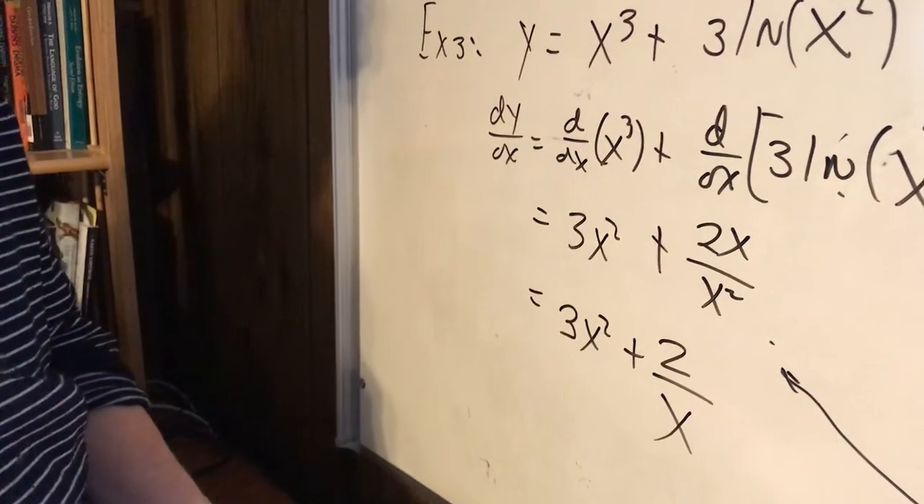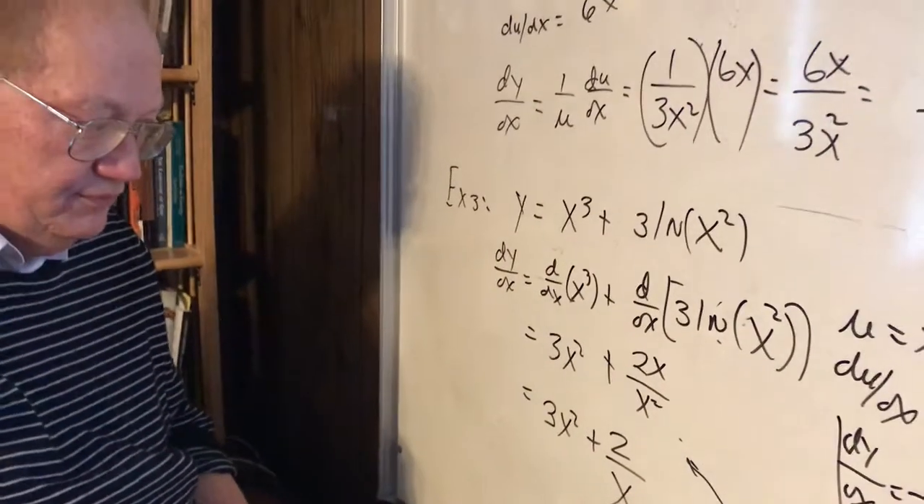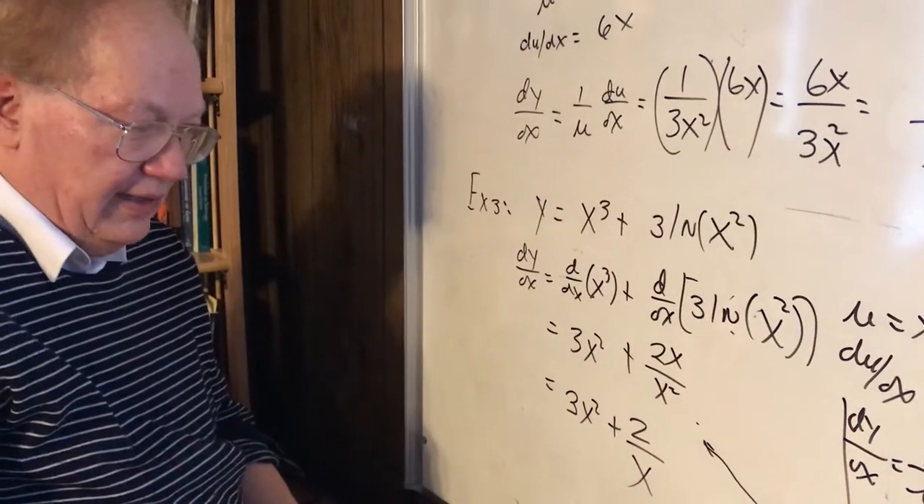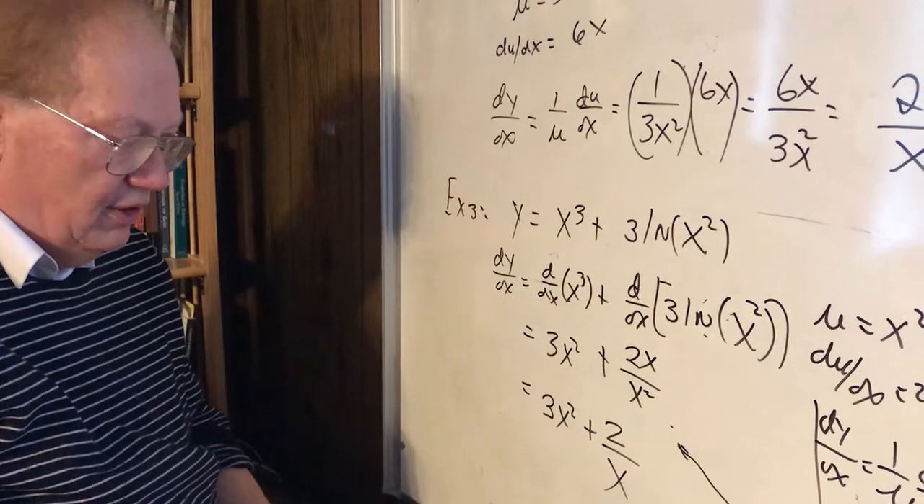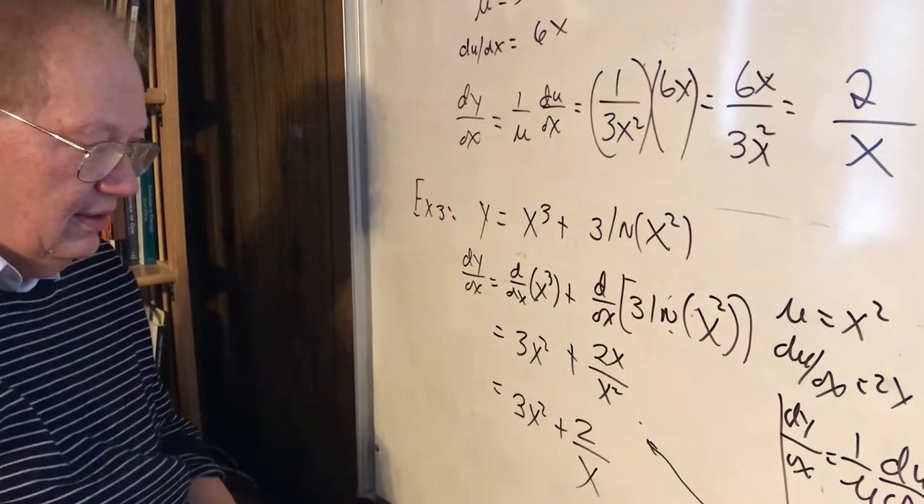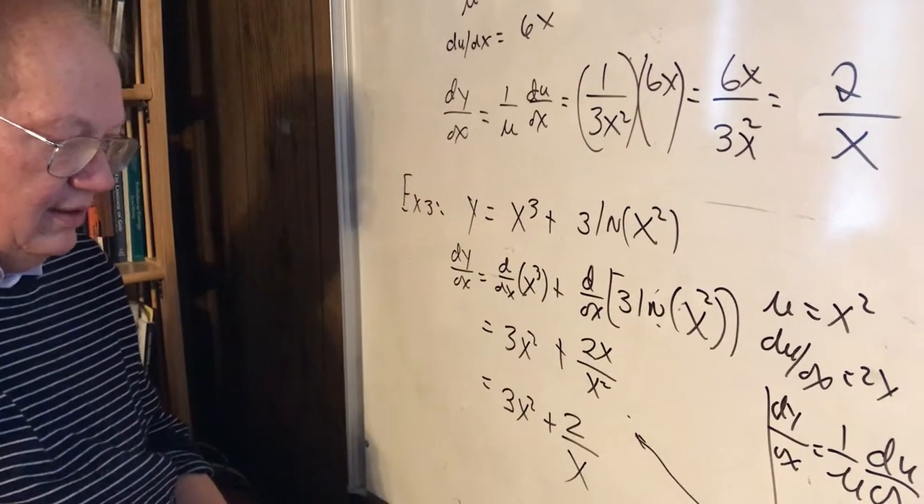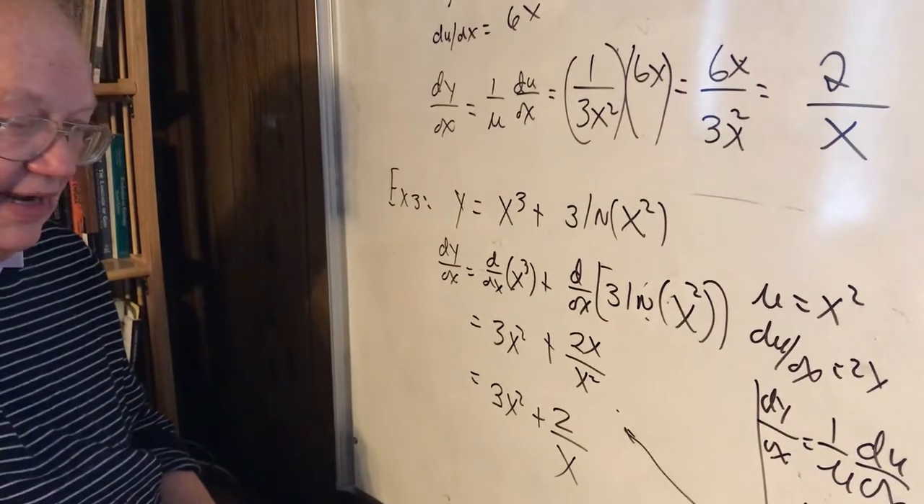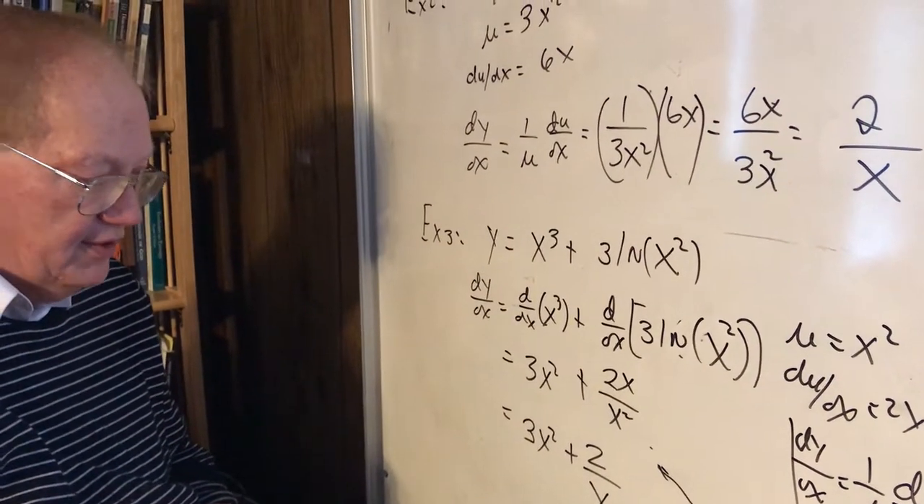Now, what happened to my 3? What happened to my 3? I forgot to include it, right? What do I do with my 3? Well, 3 is a constant. I can always bring that outside of the derivative.